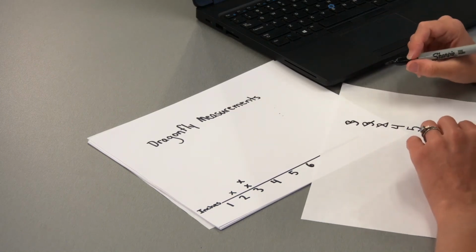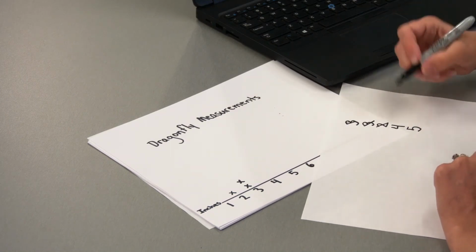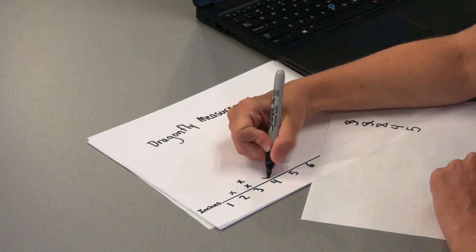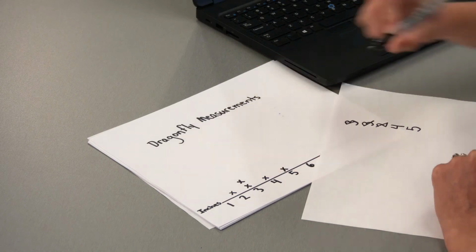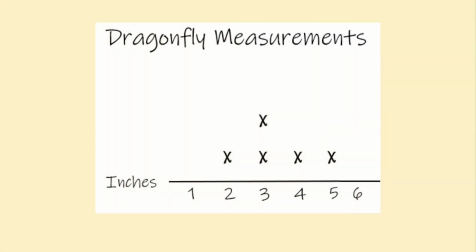Did I have any dragonflies that were about 4 inches long? Very good, I had one that was about 4 inches long and another that was about 5 inches long. So when I'm finished, my line plot should look similar to this.